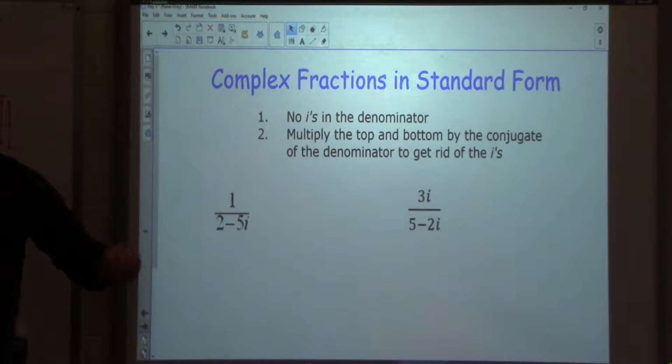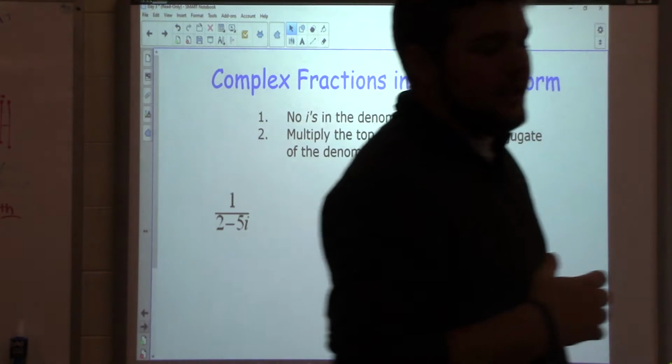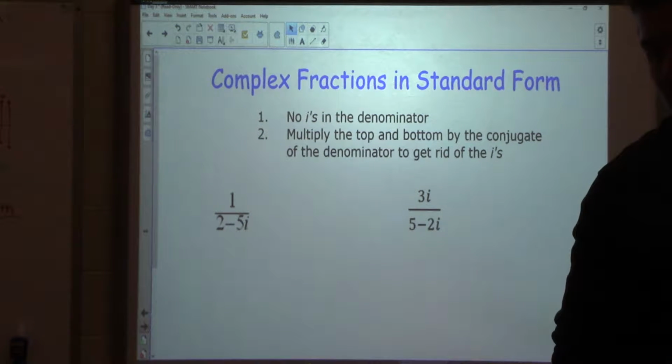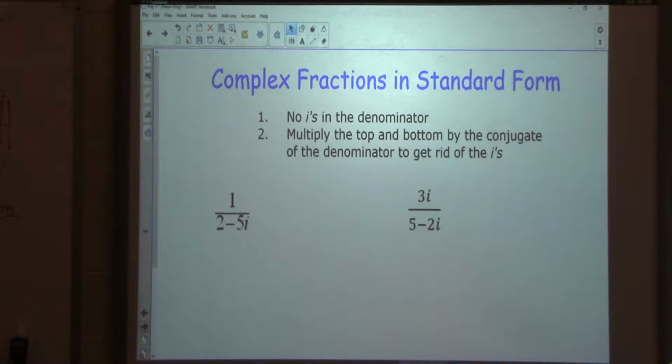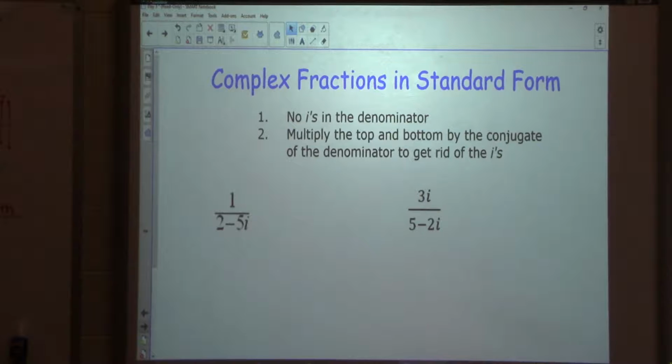All right. So when we're talking about fractions, complex fractions, to be specific, that means there's some sort of imaginary number in my complex fraction. Anytime I'm trying to write an answer with a complex number in it, we said it has to be in standard form, a plus bi. The real part's got to come first. We talked about that already.